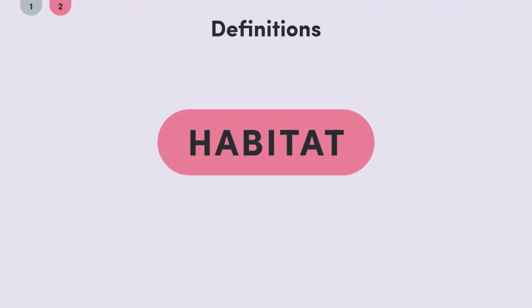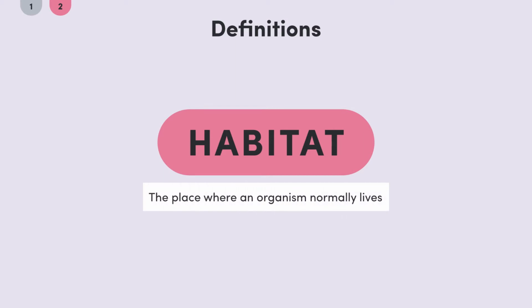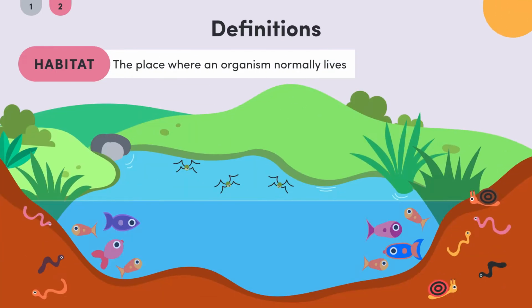The first term that we have is habitat. A habitat is a place where an organism normally lives. In one ecosystem, there might be many habitats. Let's use the example of a pond ecosystem. The open water may be one habitat, say for pond skaters. Another habitat might be amongst the reeds, say for certain types of fish. And the sediment and sand at the bottom can form a third habitat, say for worms and other invertebrates.